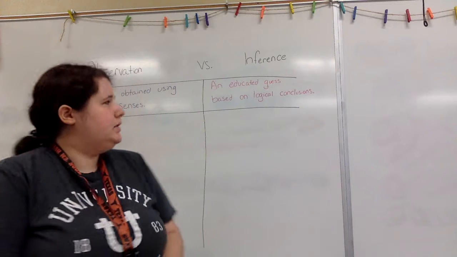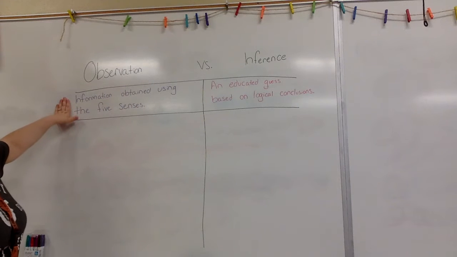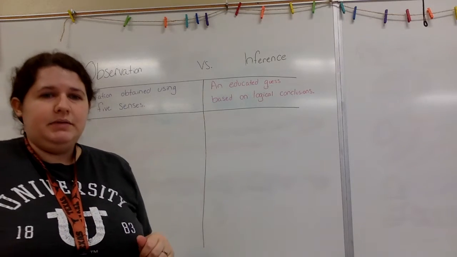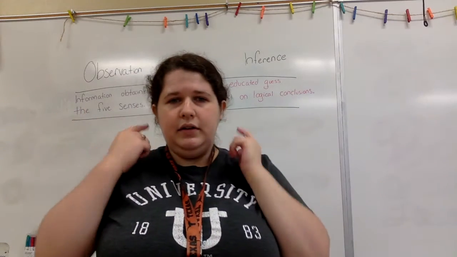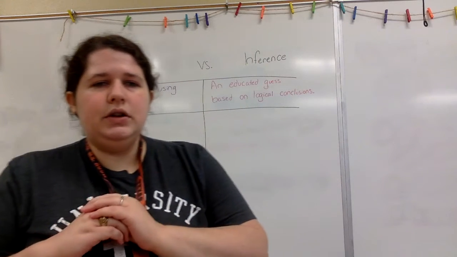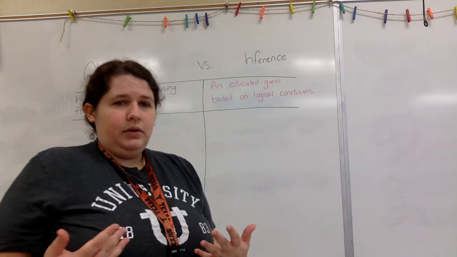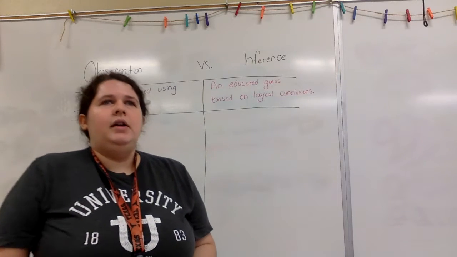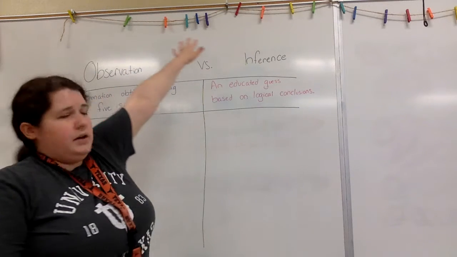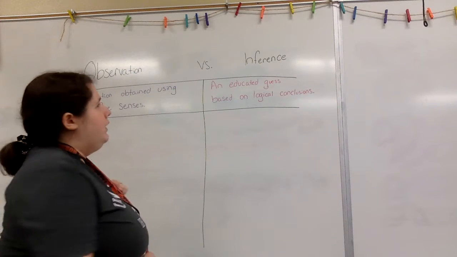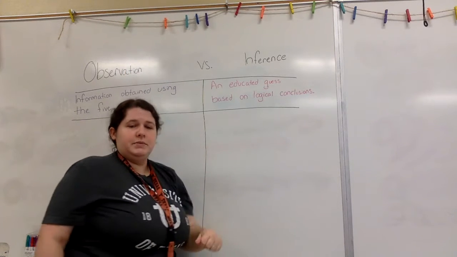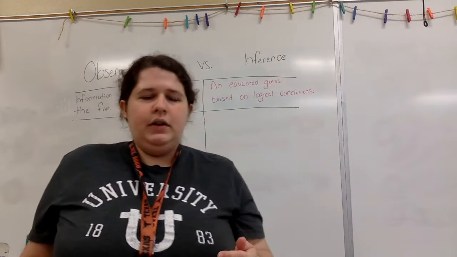All right, so observations are information obtained using the five senses. The five senses being sight, hearing, taste, smell, and touch. Okay, so those are what we're going to use to make observations. That means I can see something. I can see that these clips up here are all different colors. I can touch the string that the clips are on. I can feel it's kind of rough. The rope is frayed.